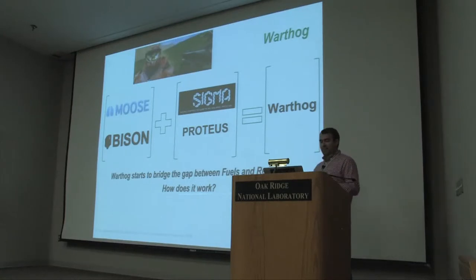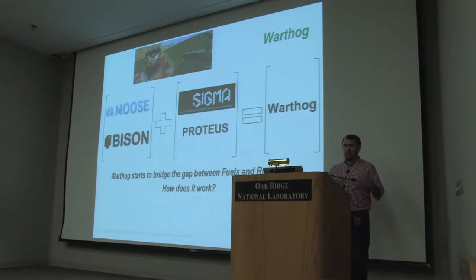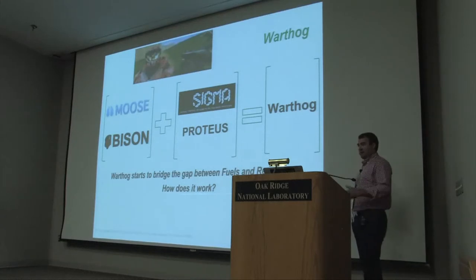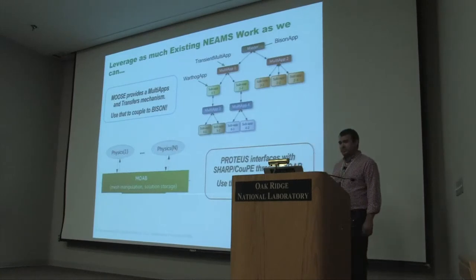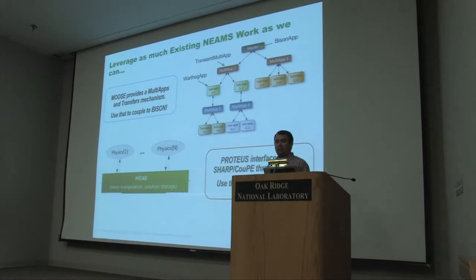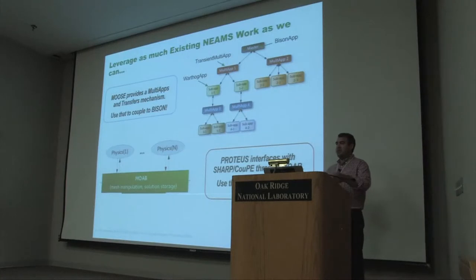Anyway, this application is a Moose app. It subclasses the Moose app entry point within the Moose framework, and it successfully bridges this gap between fuels and reactors. It is a coupling mechanism for Bison and Proteus. So how does it work? I'm one person, and this is actually a really huge project. So the way to go about this is to leverage as much existing NEEMS work as possible, pulling as many of those Lego pieces out of the bag, like I mentioned before, as you can.